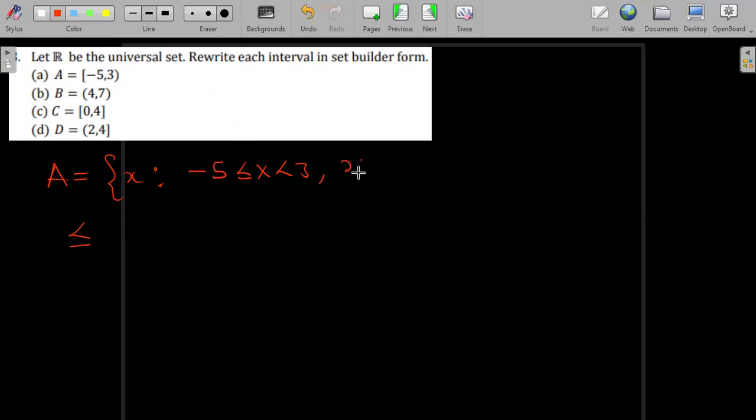Then we're saying this X has to be a member of the natural numbers because they've given us that our universal set is what? Natural numbers. So this here is going to be the set A.